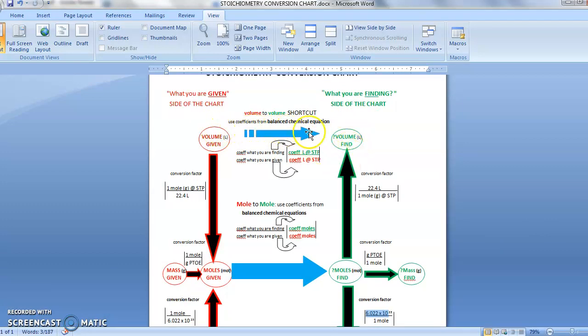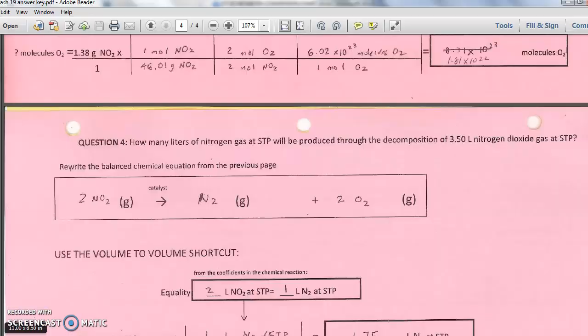We can use a shortcut. We'll see why we can use a shortcut, but we can use a shortcut to go from volume to volume. It just says put the coefficient from the chemical equation in front of the thing we're trying to find in liters, and put the coefficient of the thing we're given from the chemical equation on the bottom. That is a volume to volume shortcut. We'll see in a second why this shortcut works. Let's see if that's what they did here on the sheet.